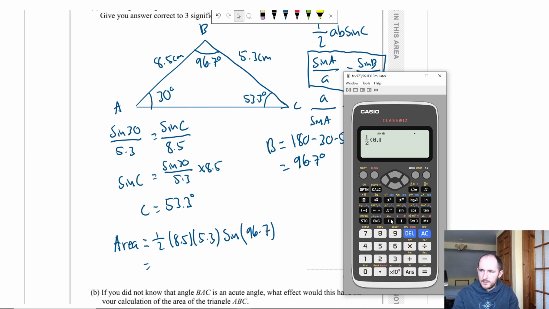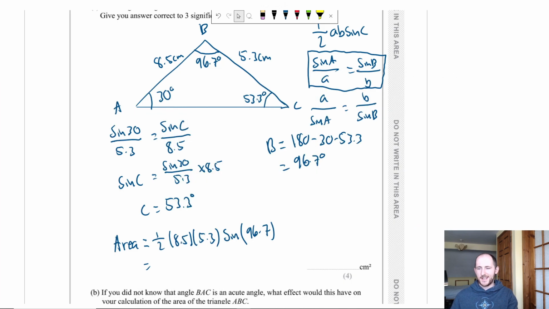8.5. Yeah, I must have pressed delete. Okay, sine, and then answer again because I'm lazy. Oh, hold on. 96.7. Good thing I didn't use the answer button then. 22.4 centimeters squared. And it says 3 significant figures, hence why I gave it to that. It's a 4-mark question. It's not the worst thing.